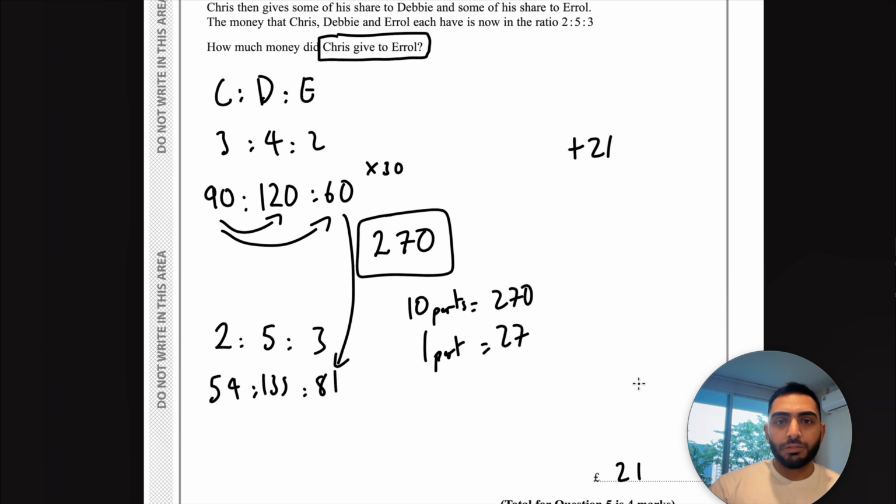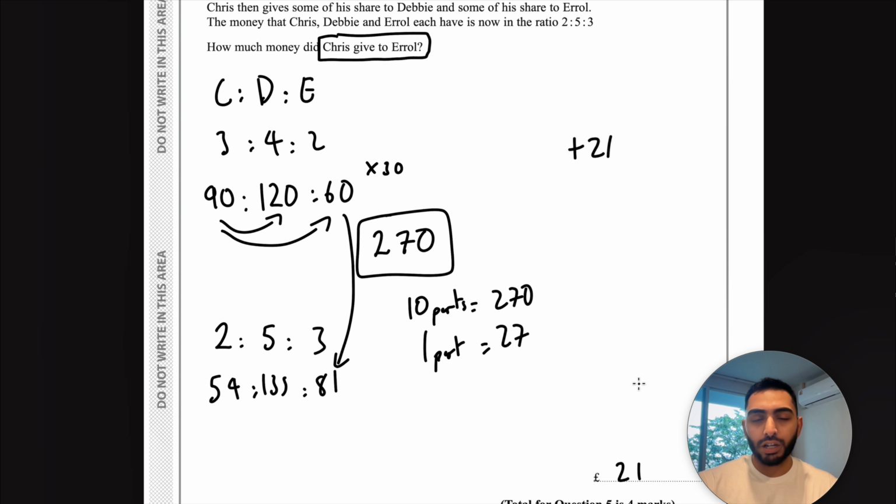That's the end of the questions for today. As you can see, you don't really need a calculator for most of the questions in a calculator paper, but it'd be very helpful just to check your answers with it.